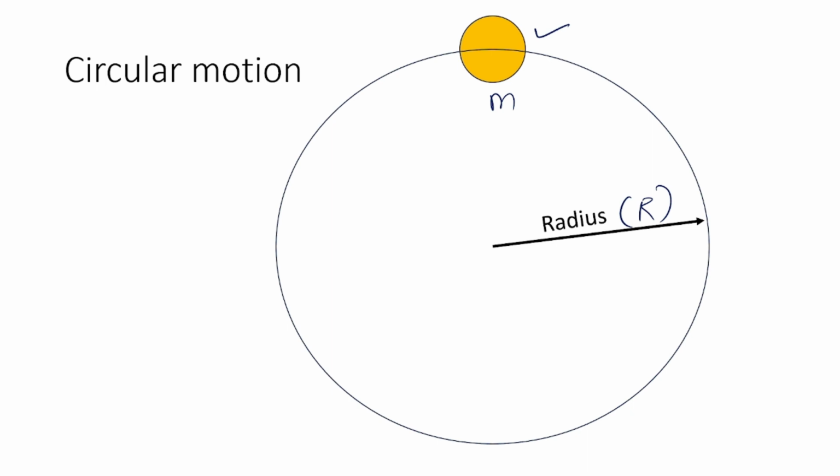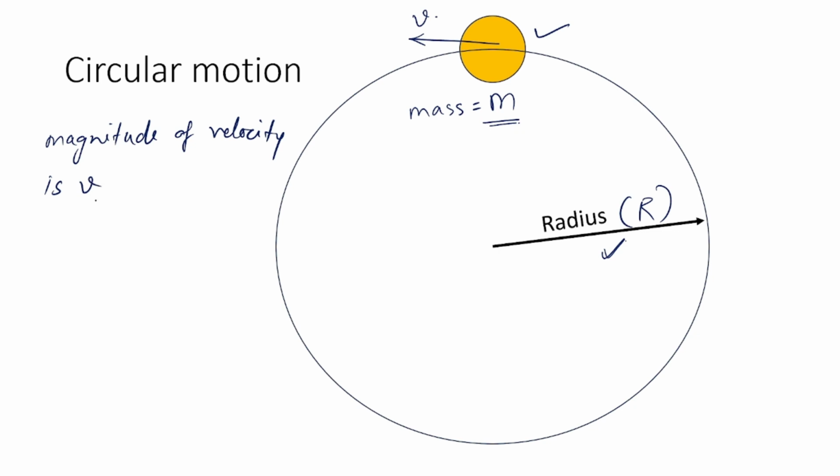So imagine this is a big circle of radius r and there is a yellow mass m. This is the mass of the object, which is m. This mass is moving anti-clockwise with uniform velocity v. So the magnitude of velocity is v, right?